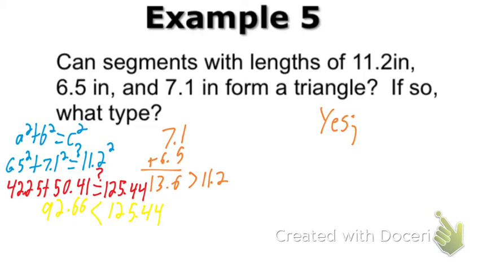So what type of triangle does this make? Obtuse. Very good. If C squared is bigger, that means the hypotenuse, or what would be the hypotenuse, is bigger. So it's not a hypotenuse, actually, because it's not a right triangle. Meaning the opposite angle is bigger than 90. It's now an obtuse angle.